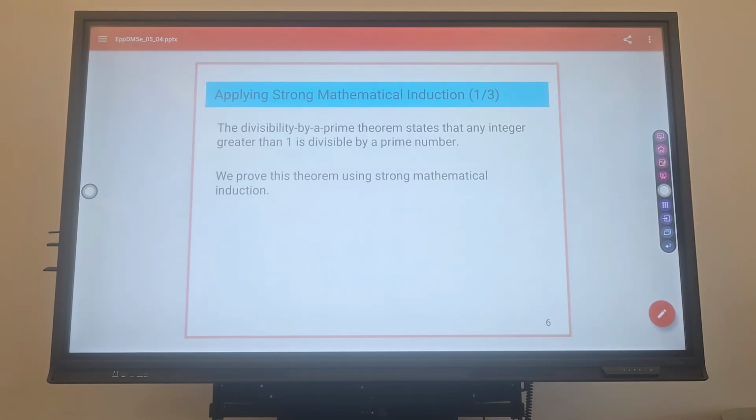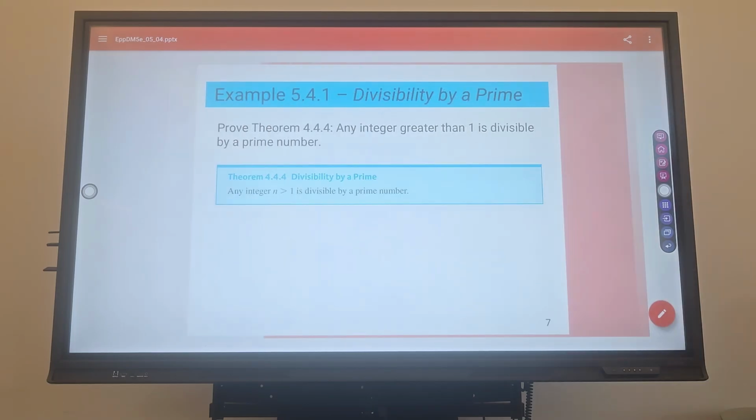The divisibility by a prime theorem states that any integer greater than 1 is divisible by a prime number. We prove this theorem using strong mathematical induction. Prove the theorem.